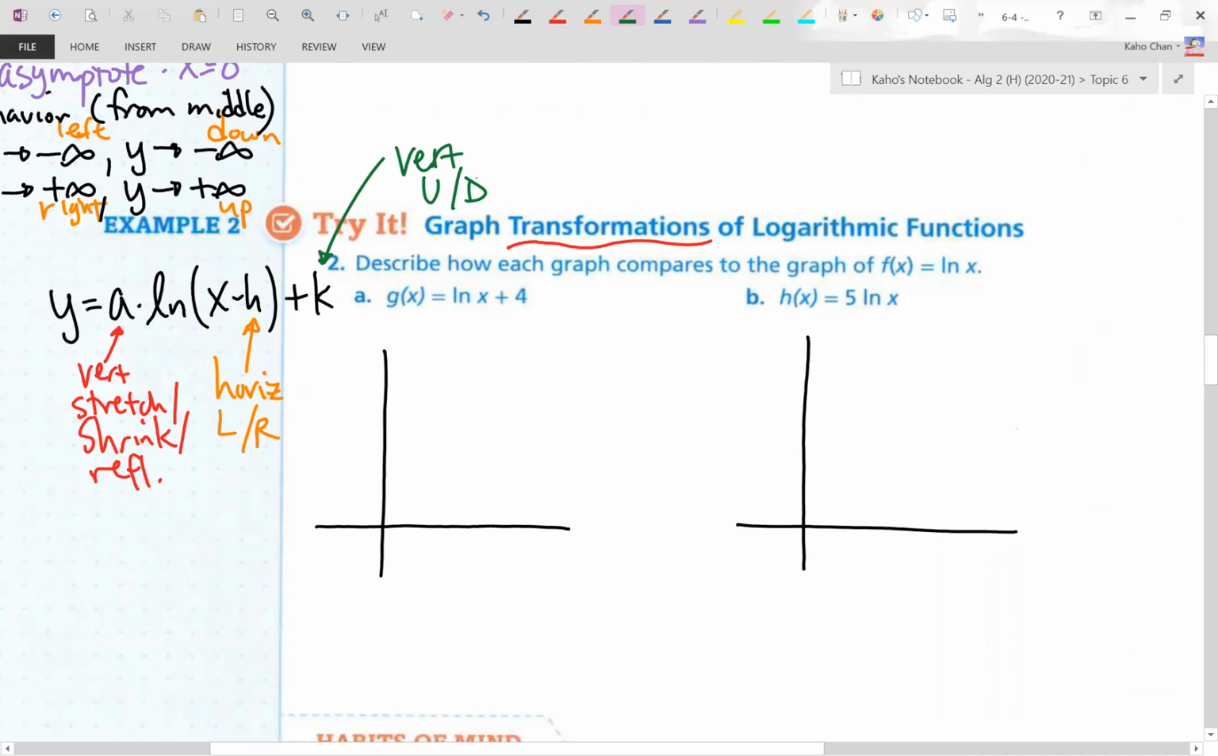All right, let's take a look at number 2a, ln x plus 4. I don't see parentheses. That 4 is not h. That 4 is k, ladies and gentlemen. Which means I'm going to go up 4 from my parent graph. Now earlier, natural log from example 1a looks like this.